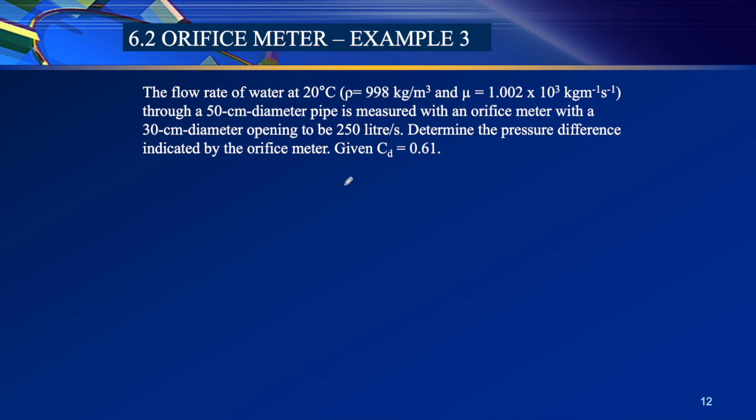So we take a look at this example. The flow rate of water at 20 degrees Celsius, with all the properties, through a 50 centimeter pipe is measured with an orifice meter with a 30 centimeter diameter opening to be 250 liters per second. Determine the pressure difference indicated by the orifice meter.